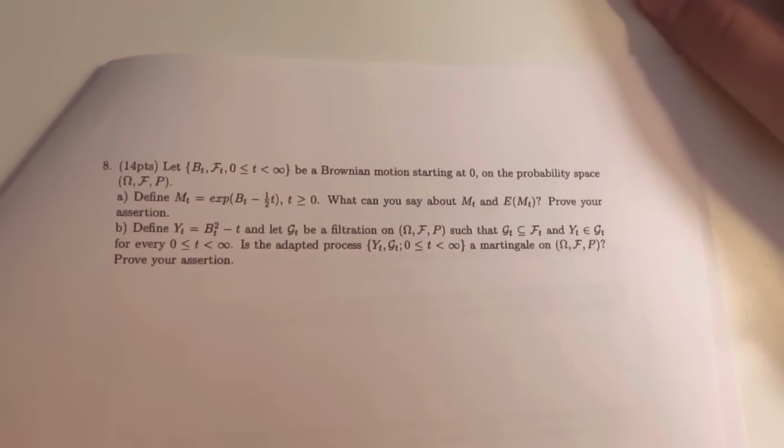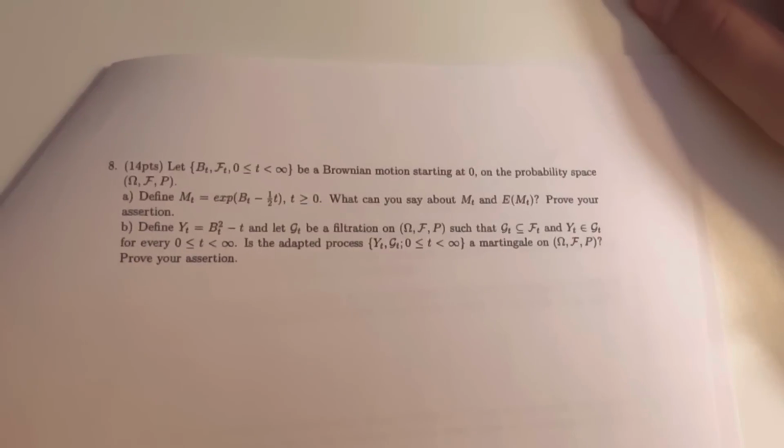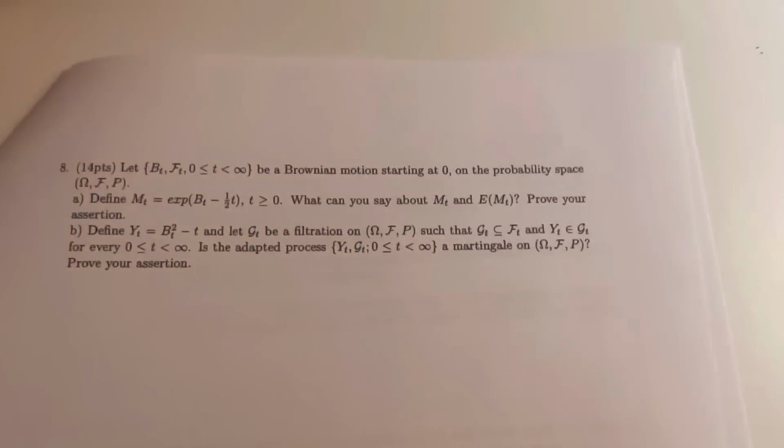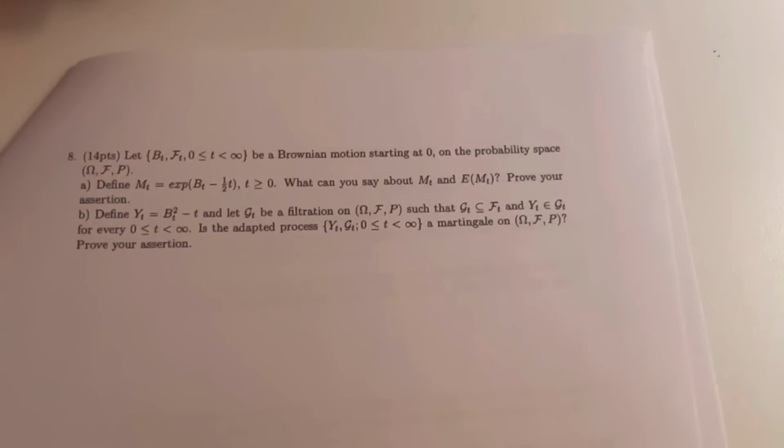Define Y_t to be B_t squared minus t. Let G_t be a filtration, and so on. Is the adapted process a martingale on the probability space? Prove your assertion. I believe that it is, and it follows the general Wald martingale construction that he showed in his notes that I studied frontwards and backwards, because that's exactly what this looks like.